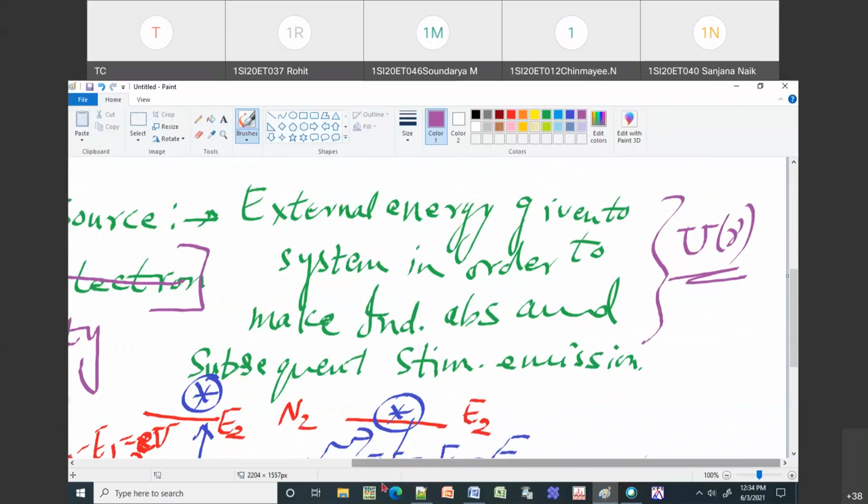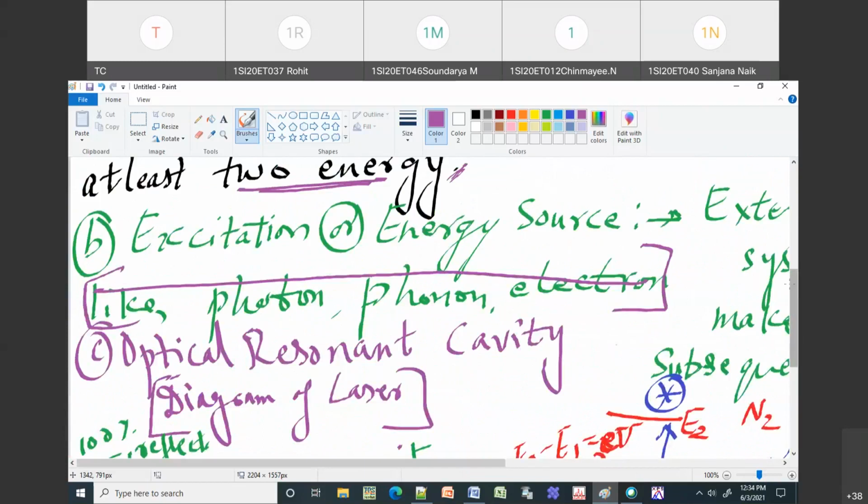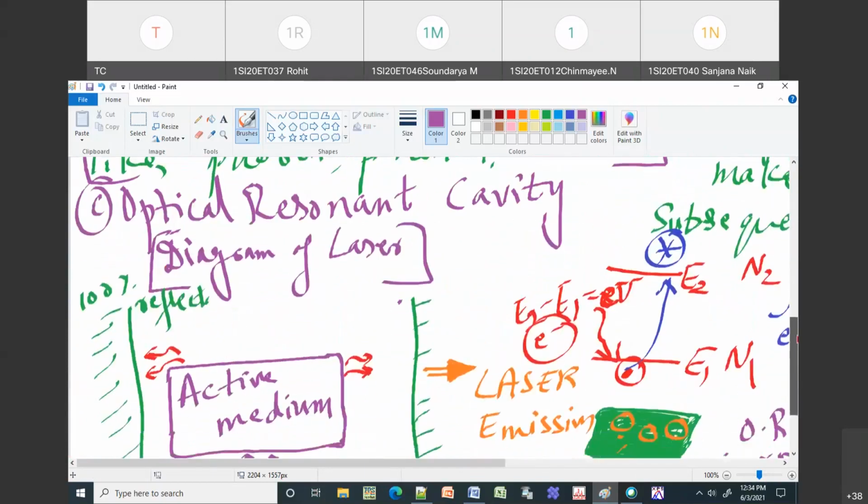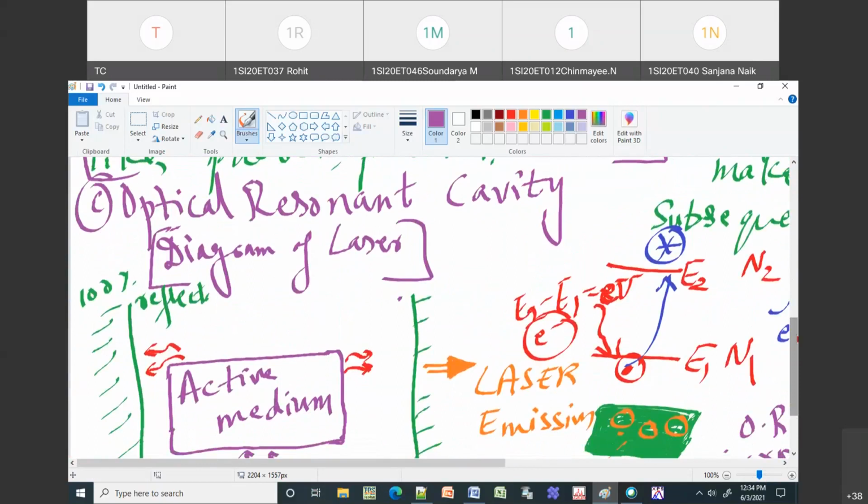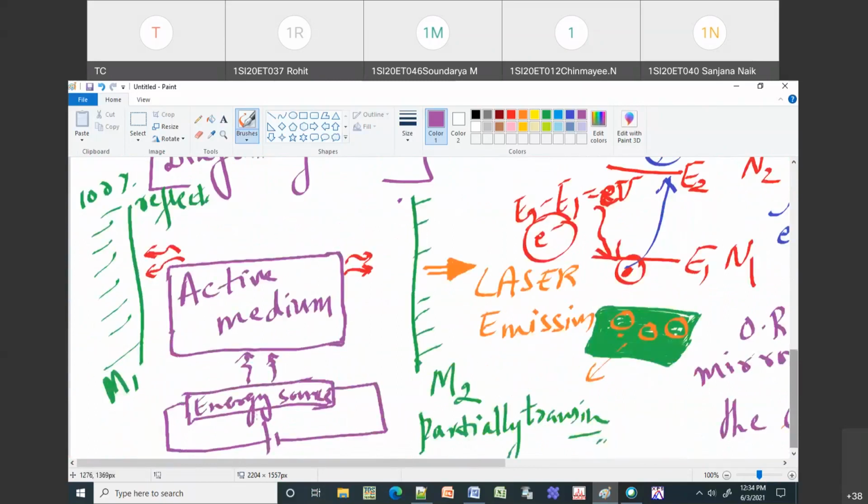And the last one is your optical resonant cavity. It is just an arrangement of two mirrors. One is 100% reflecting, and the second one is partially transmitting. So this will help in increasing the number of photons within the cavity. So this we call the optical resonant cavity. From here to here is called the optical resonant cavity, and the length should be equal to n lambda by 2. So this you need to remember.